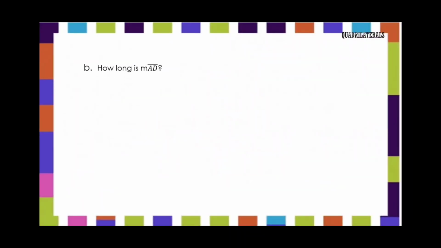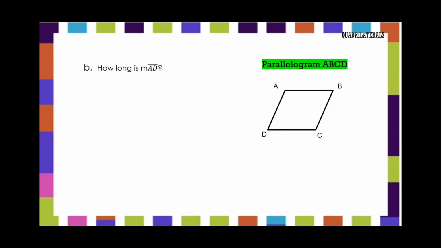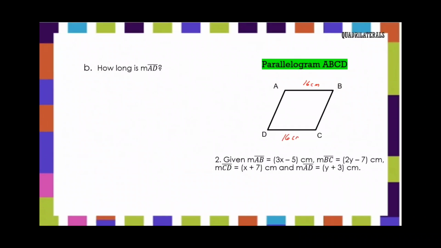For letter B, we need to get the measure of side AB. So, balikan natin yung figure natin kanina. So, we have parallelogram ABCD. And ito yung given natin kanina. So, kanina, nakuha natin that the measure of side AB is 16 centimeters, and also the measure of side BC. So, this time, ang hinahanap naman natin ay measure ng side AD.